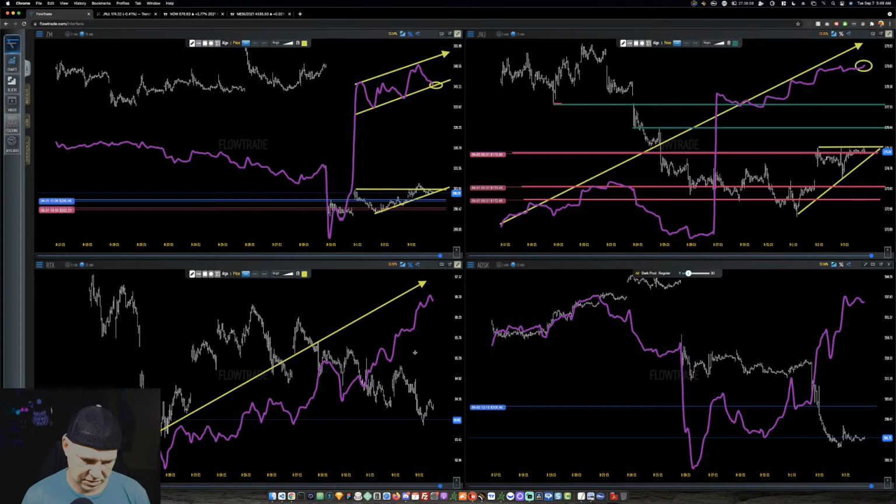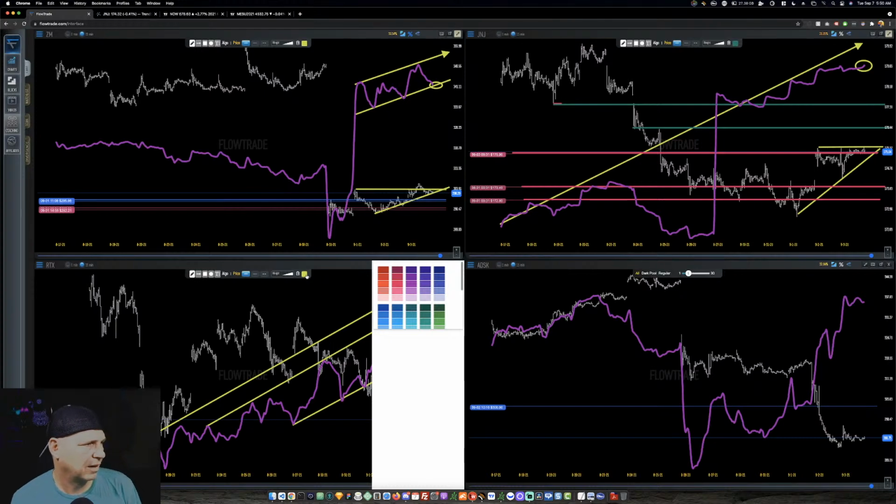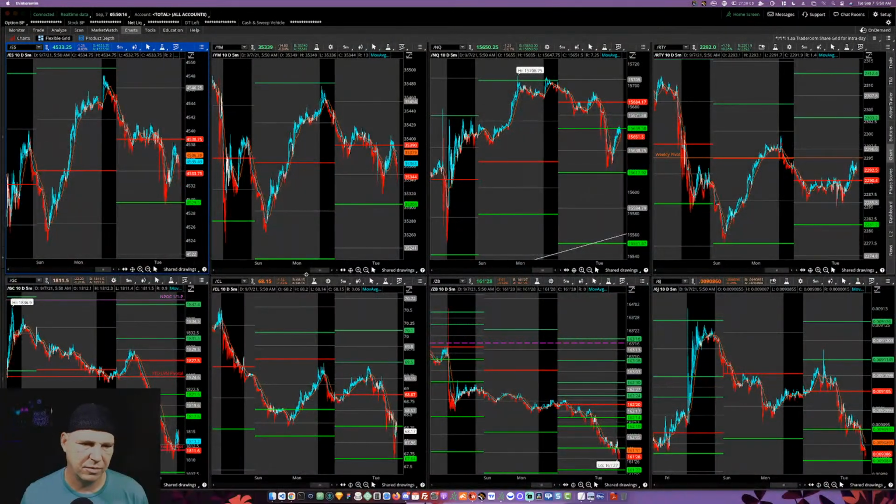We've got the algo looks like it's in a channel too, right? So the algo needs to break out of its rising channel, and price action needs to break out of its falling channel. Whoa, what happened? So we just had a massive sell-off, about a 5-point drop, or excuse me, massive 2-point dip on the ES.